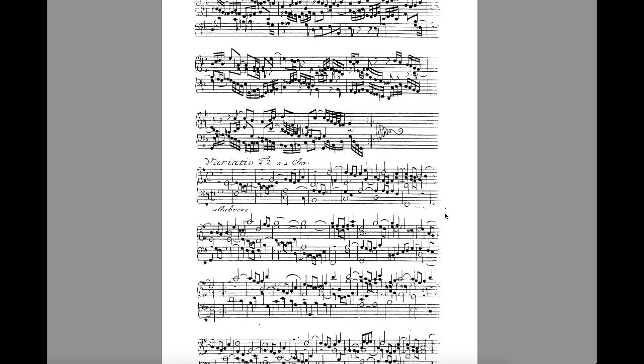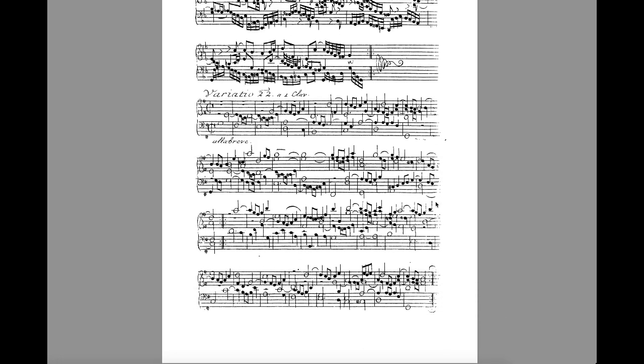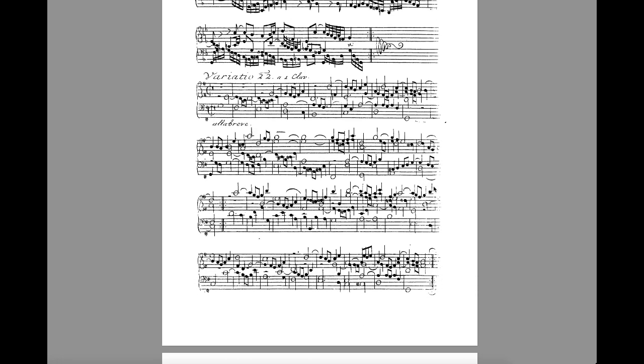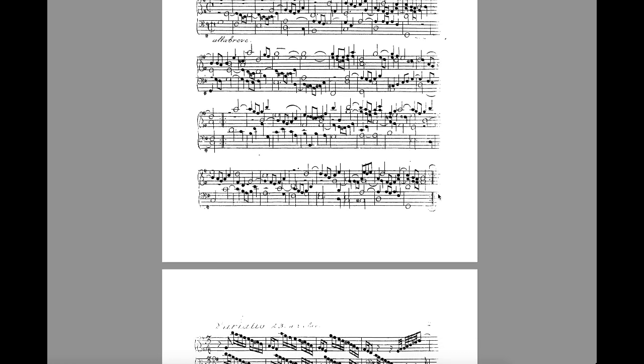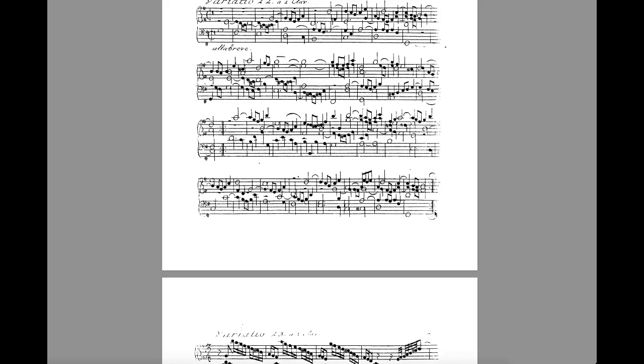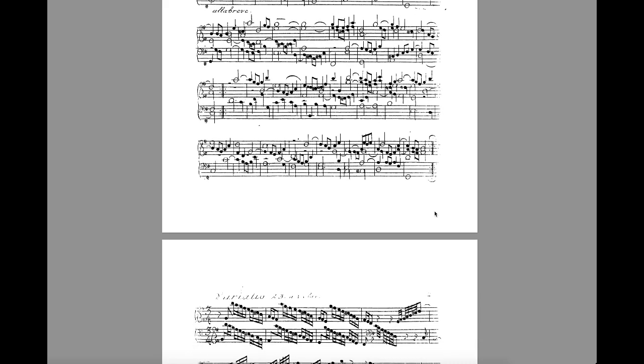No fermata. That goes into variation 22, which is an alla breve. And that ends at the end of the page. There is a fermata here clearly. It's a little faded, but there's a fermata at the end of variation 22.